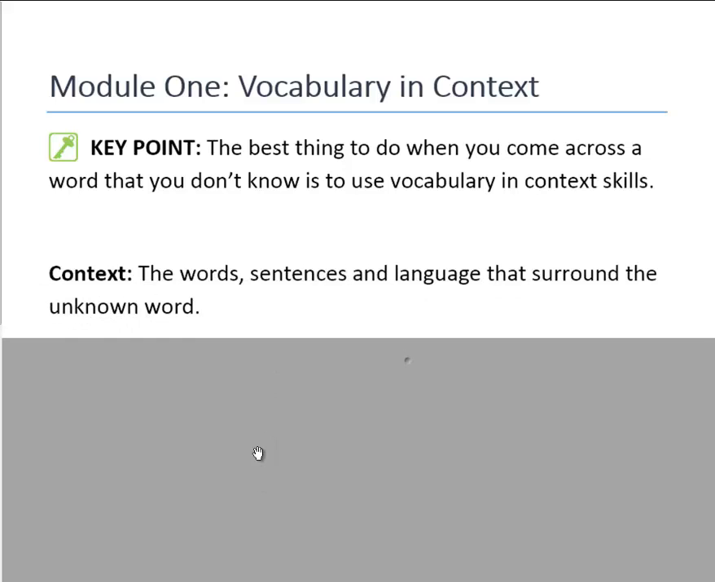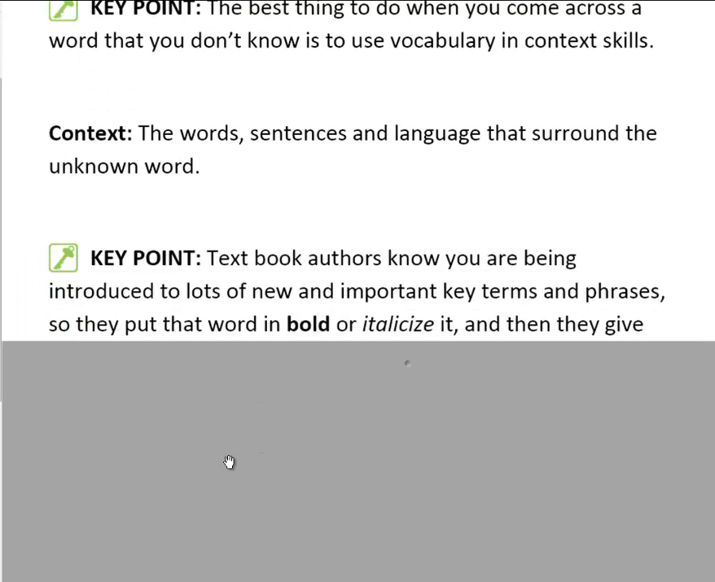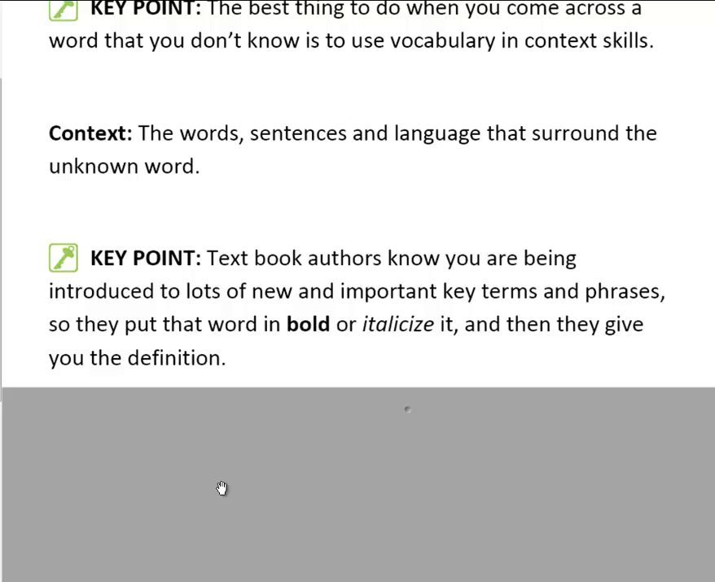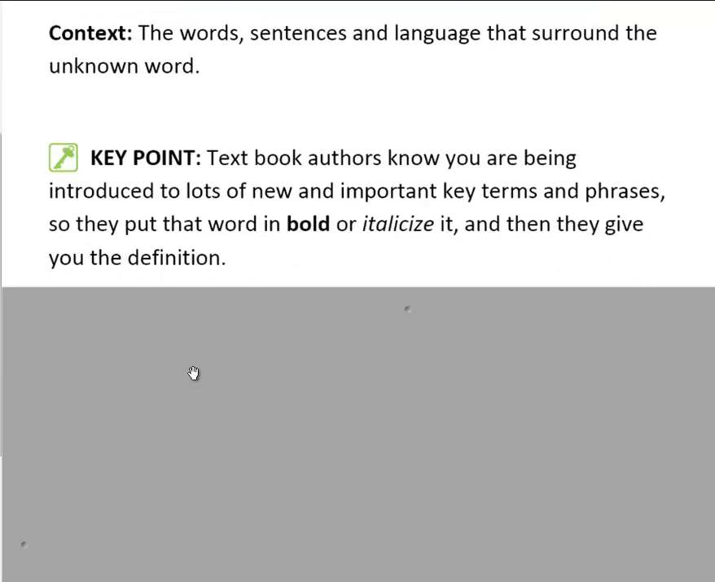Context refers to the words, sentences, and language that surround your unknown word. Now, textbook authors are sometimes kind enough to provide you definitions of unknown words. For example, textbook authors know that you are being introduced to lots of new and important key terms and phrases, so they put that word in bold or italicize it, and then they just simply give you the definition. But this doesn't always happen. In that case, when you're not given the definition, you can use examples, synonyms, antonyms, the general sense of the passage, and word parts to help you figure out unknown words.